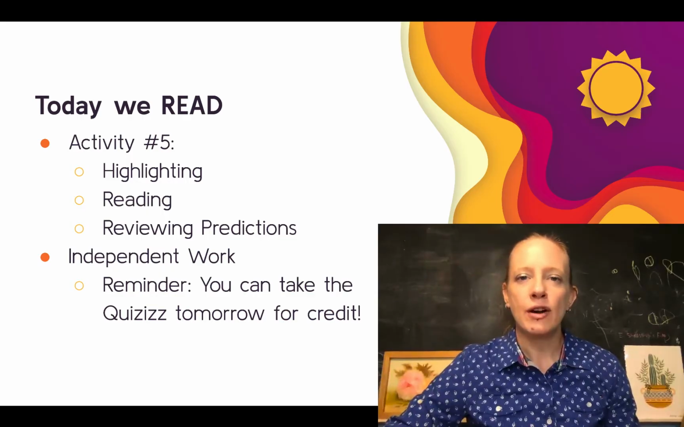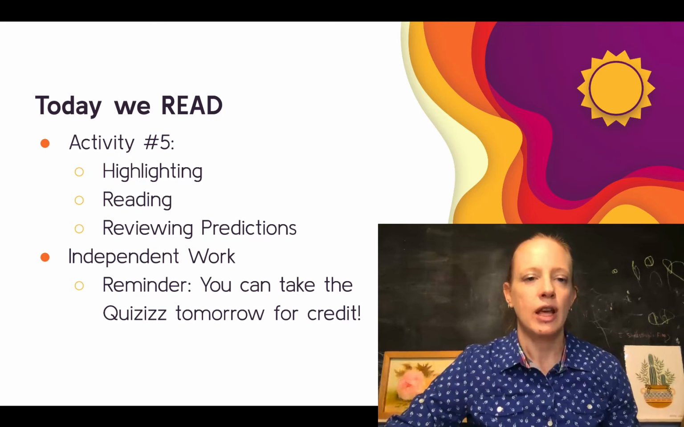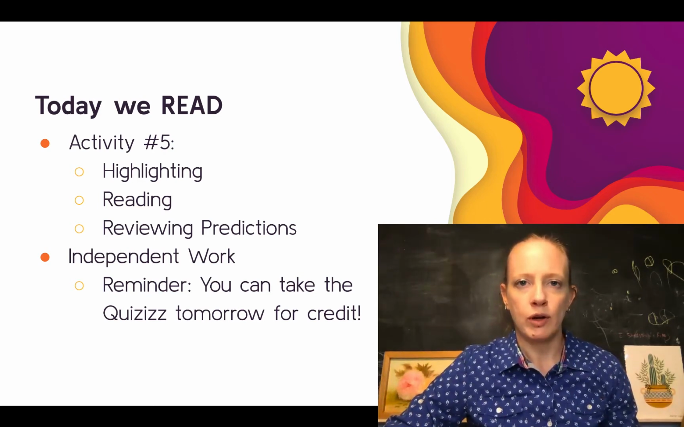Today we're going to read the article, finally. I know we've done a ton of pre-reading and pre-activities. Now we're going to move into reading the article. We're going to go over how to highlight a few things. I'm going to read it to you, and then we're going to review the predictions that you made yesterday. For your independent work, we're going to go over what you need to complete, and then as a reminder, you can take your quizzes tomorrow for credit.